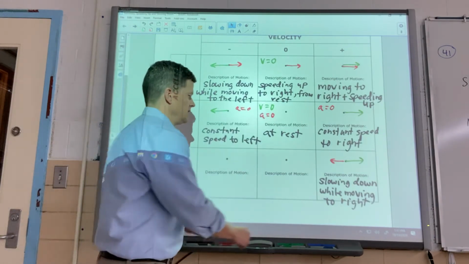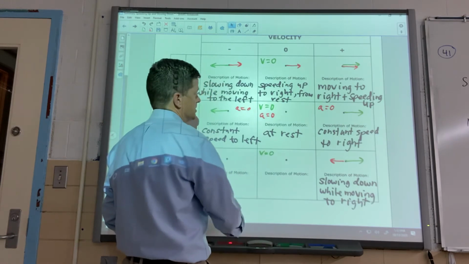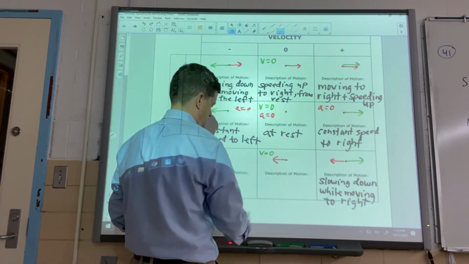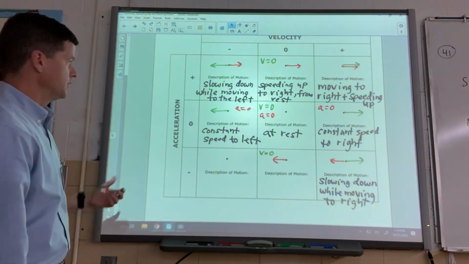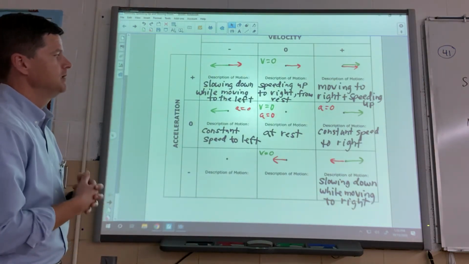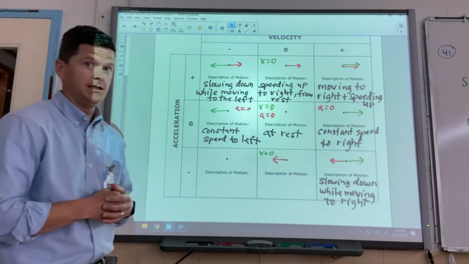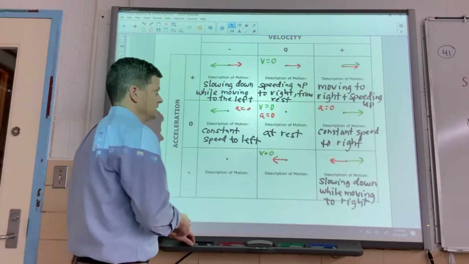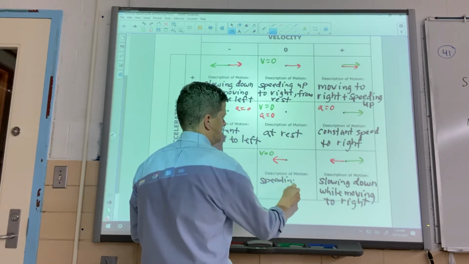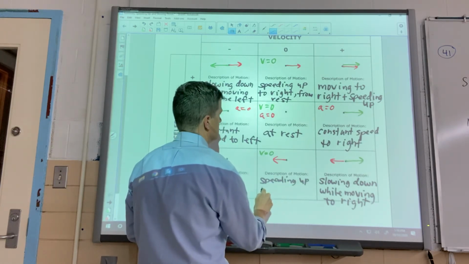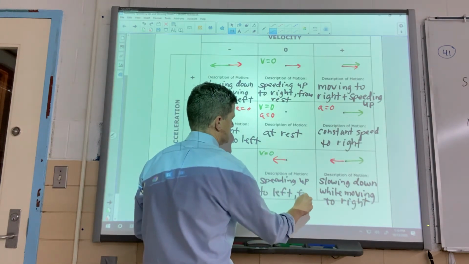Zero velocity here in the middle. Negative acceleration means to the left. And so again, this object is at rest, but it's going to accelerate to the left. So the very next instant, we would see a very tiny velocity vector, which would get larger and larger if we continued with that acceleration. So let's say speeding up to the left from rest.